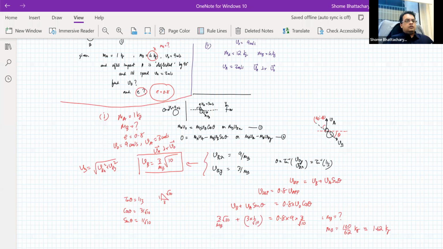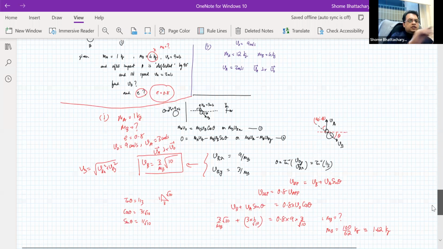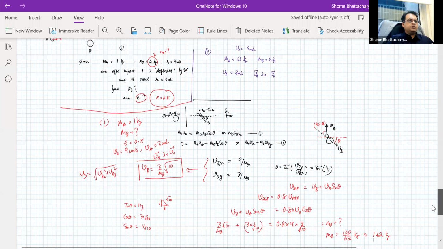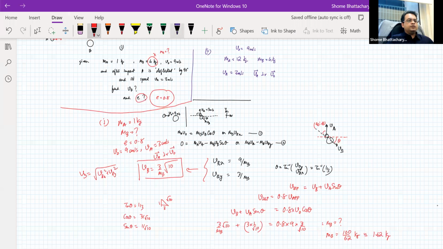Okay. Now, similarly, if I change the data to this one, the second part, just see what you will get. Take the mass of A as 12 kg, mass of B as 4 kg, and see what we'll get for the coefficient of restitution. Now, in the second part, I'm asking you to calculate the coefficient of restitution instead of the mass of B.